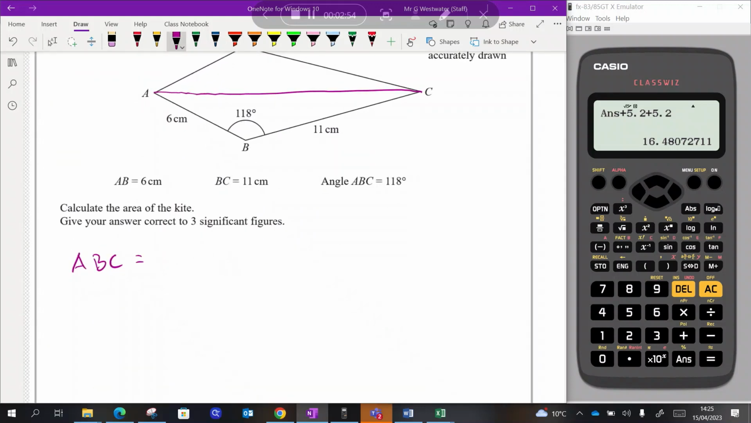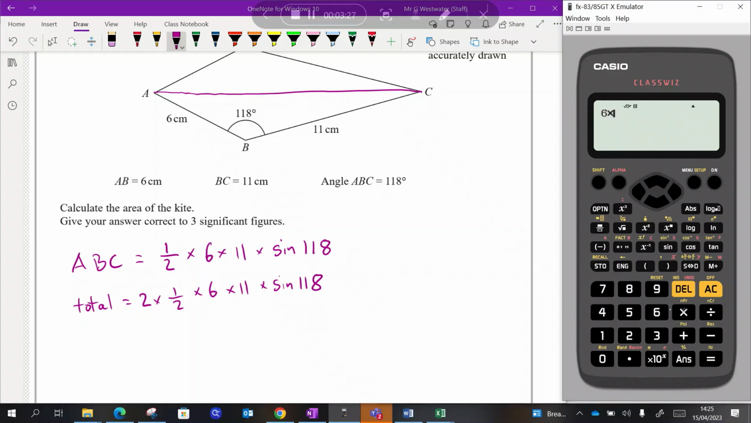We've got the 2 sides and the angle in between them. It's going to say the area is going to be a half times 6 times 11 times sine of 118. And that will be the area of this triangle. So actually the area of the whole thing will be 2 times half times 6 times 11 times sine of 118. And I can just cut out the middleman here. The 2 times a half will cancel each other out. So I can just do 6 times 11 times sine 118.